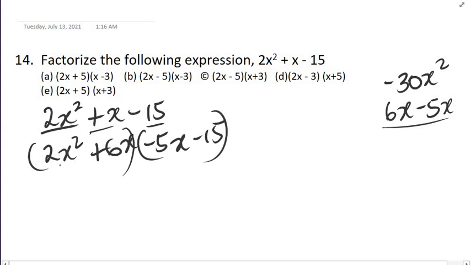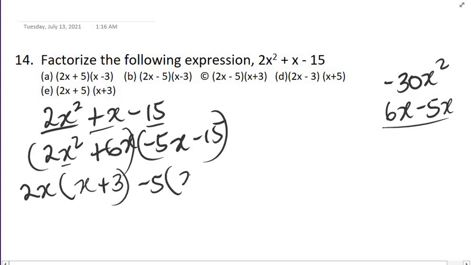For the terms inside the first bracket, we check for what they have in common, which is 2x. If I remove 2x from the first term, I'll be left with x, plus, since I've removed 2x, I'll be left with 3. So 2x times x will give me back 2x squared, and 2x times 3 will give me back 6x. If I remove minus 5 here, I'll be left with x plus 3 as well. Minus 5 times x will give me minus 5x, and minus 5 times plus 3 will give me minus 15.